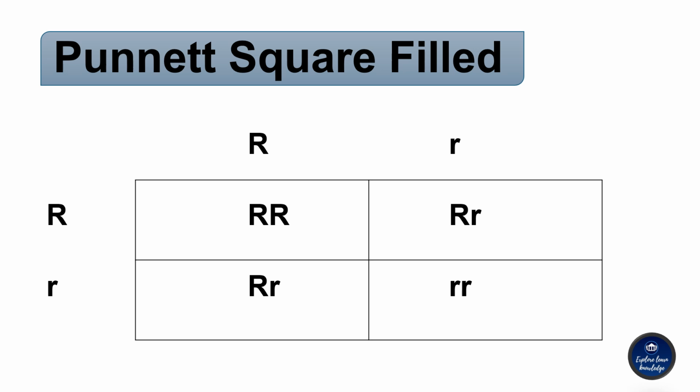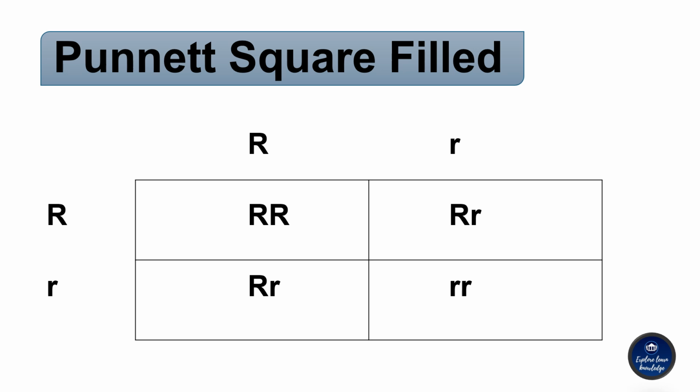This results in four possible combinations: capital R capital R, capital R small r, capital R small r, and small r small r. Each square represents a possible genotype of the offspring. So the genotypic ratio is 1 for capital R capital R, 2 for capital R with a small r, and 1 for small r small r.